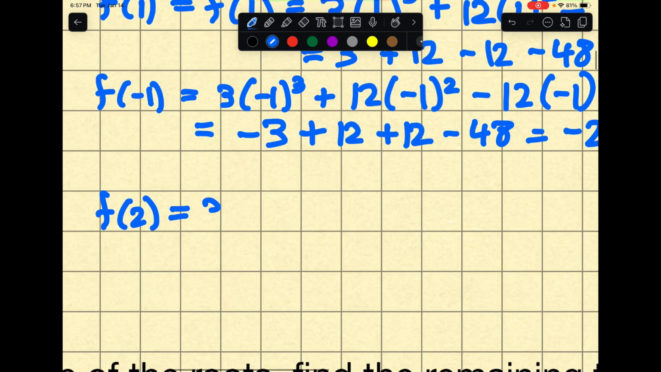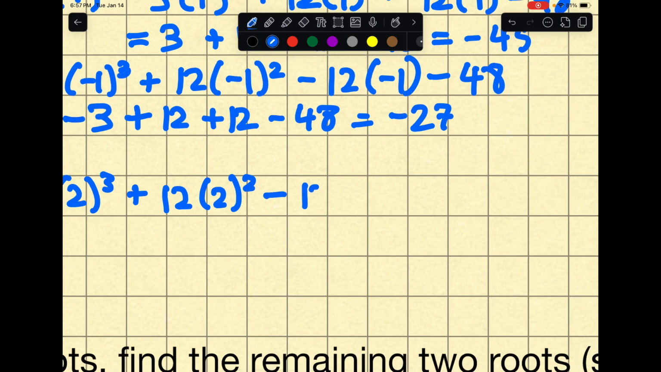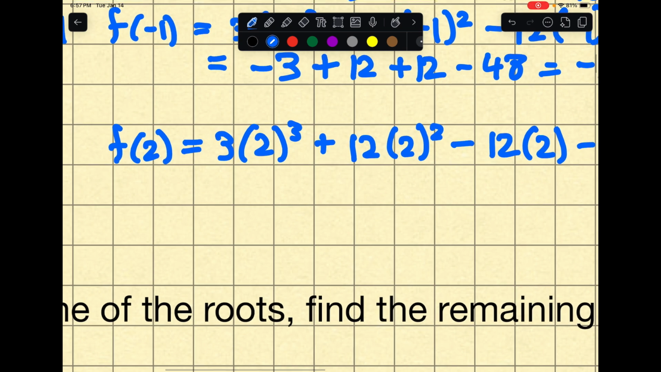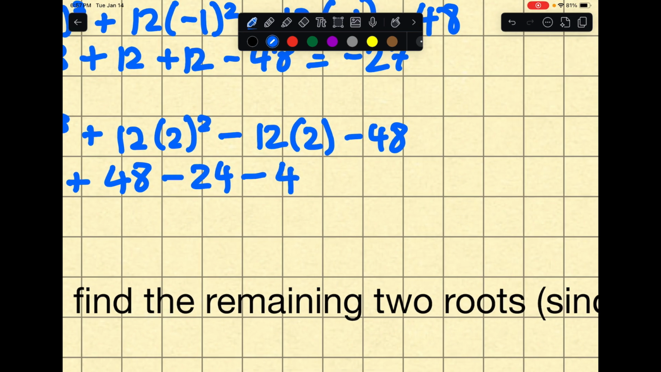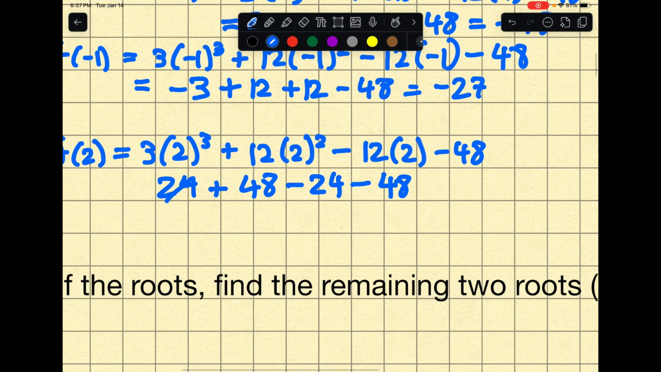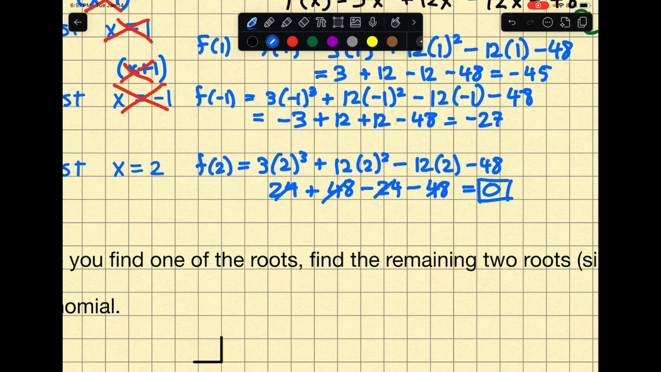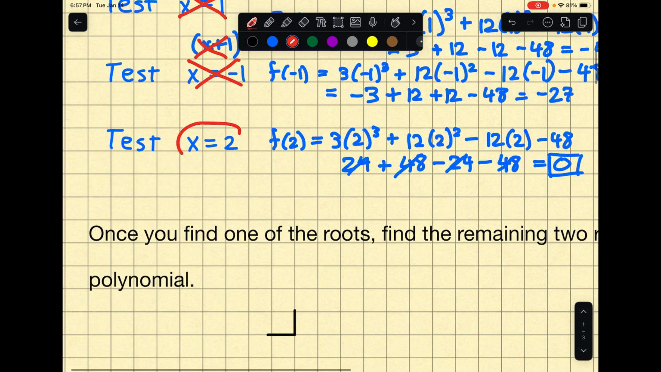f of 2 equals 3 times 2 cubed plus 12 times 2 squared minus 12 times 2 minus 48. So that's 3 times 2 cubed. 2 cubed is 8 times 3 is 24. Plus 12 times 2 squared. 2 squared is 4 times 12 is 48. Minus 24 minus 48. Well, look at that. That's 24 plus 48 minus 24 minus 48. Well, that equals 0.